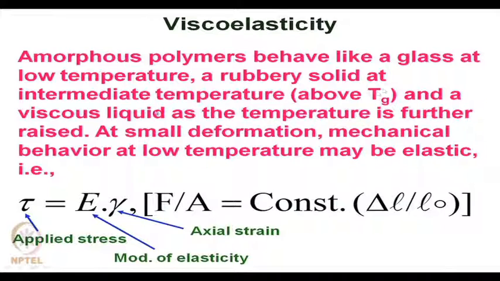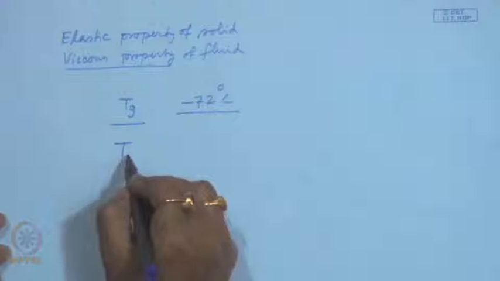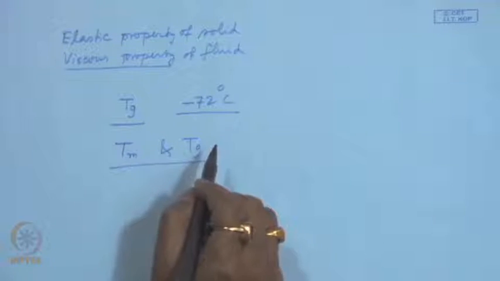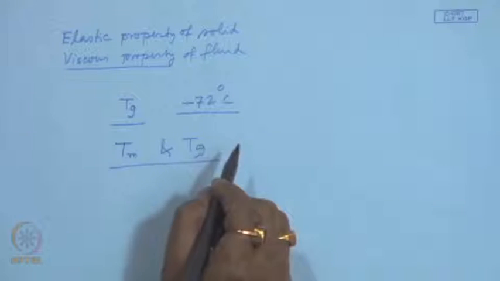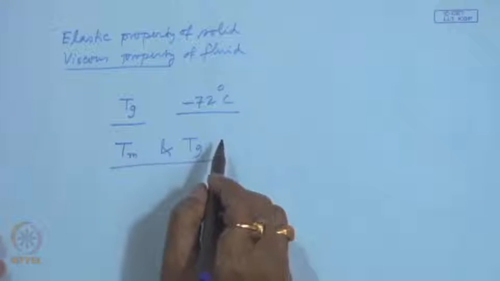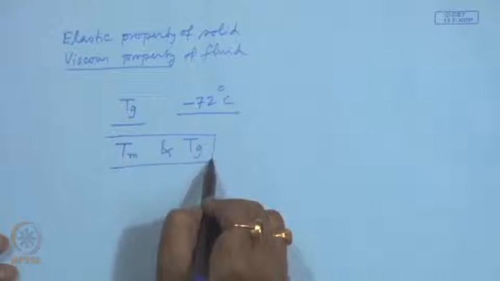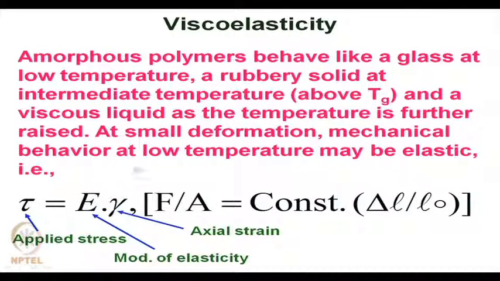This rubber is solid at intermediate temperature above Tg and a viscous liquid as the temperature is further raised. So, between Tm, the melting temperature, and Tg, at this intermediate temperature, it behaves like a soft, flexible material, and its property can be explained in this fashion.